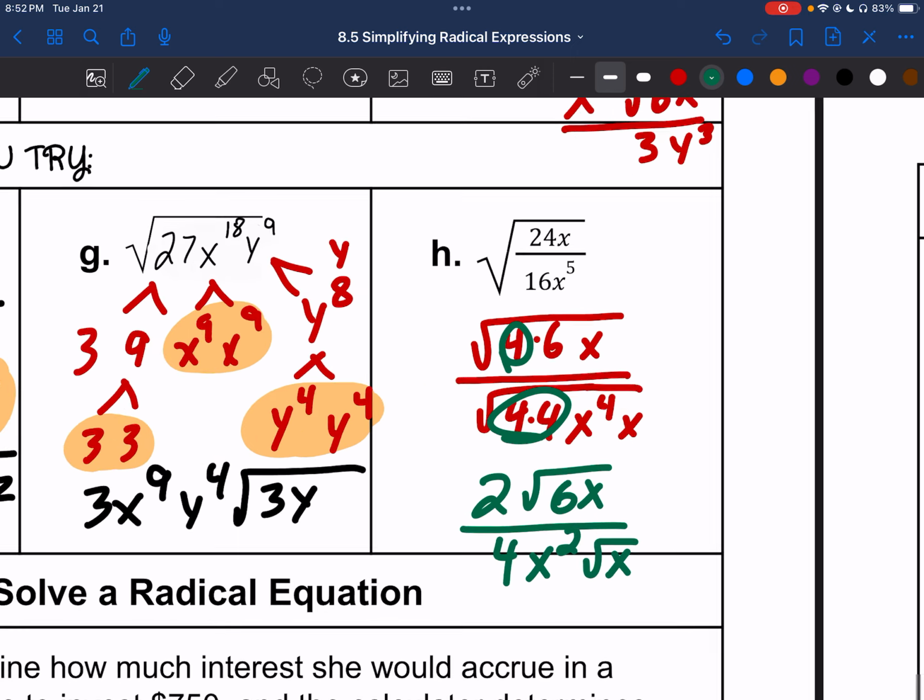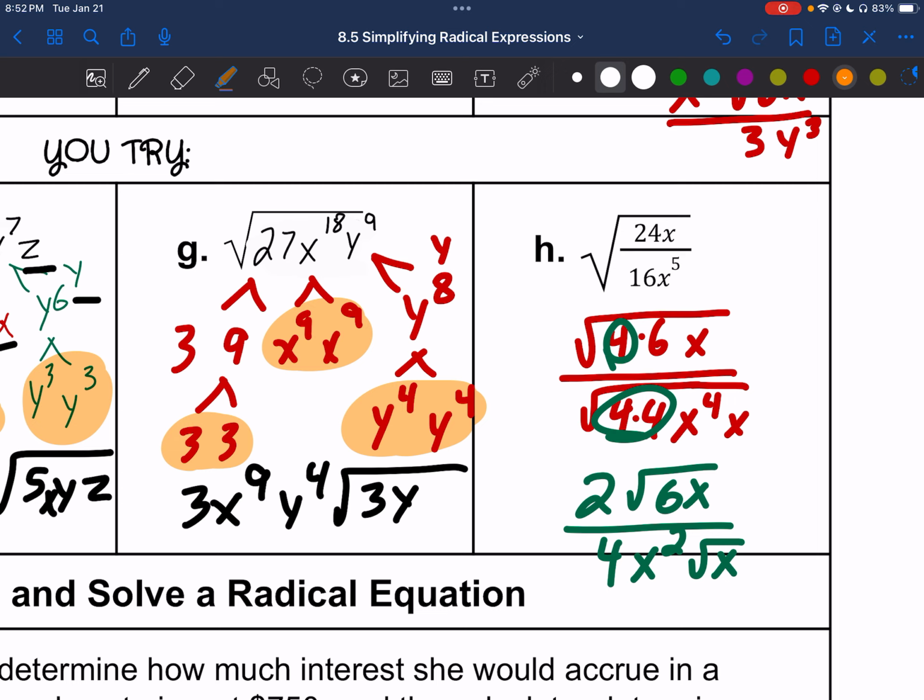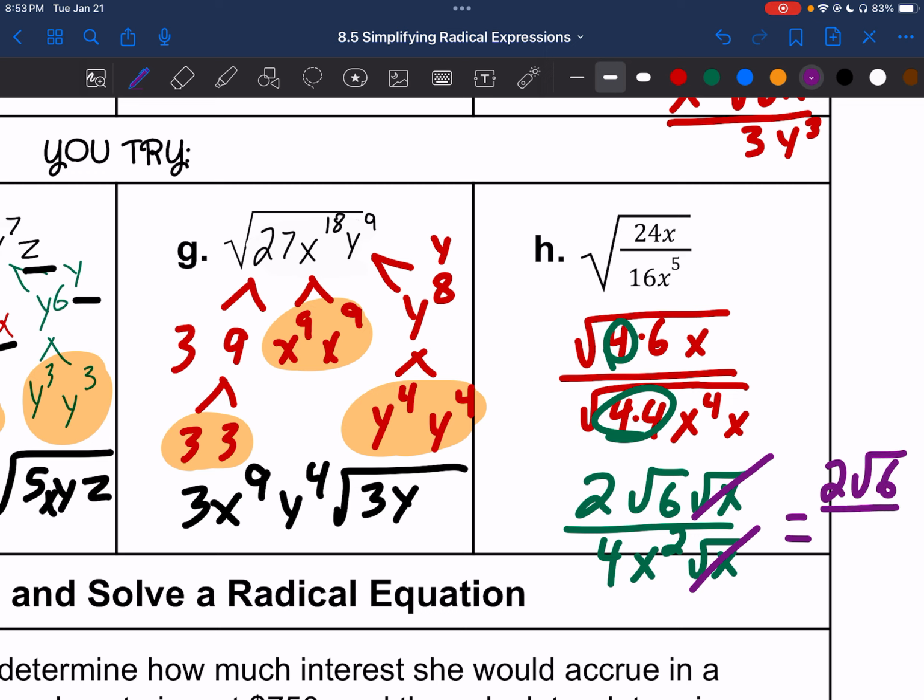Well, if we remember, I can rewrite that top portion, and instead of being square root of 6x, it's square root of 6 times square root of x. Now I simplify, and I get 2 square root of 6 over 4x squared.